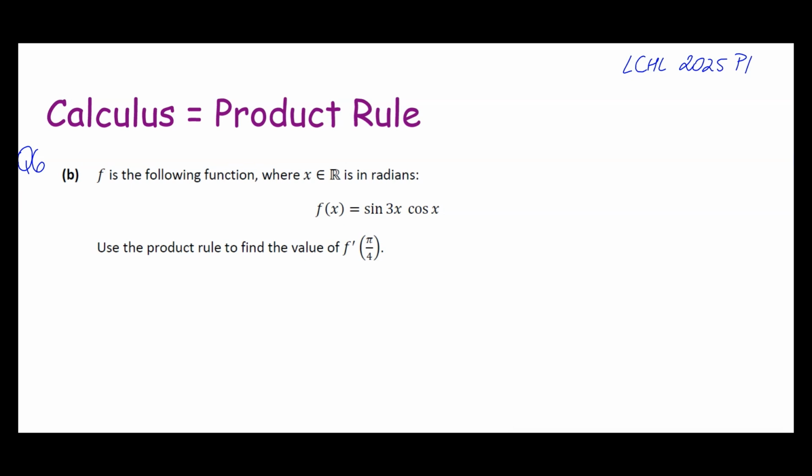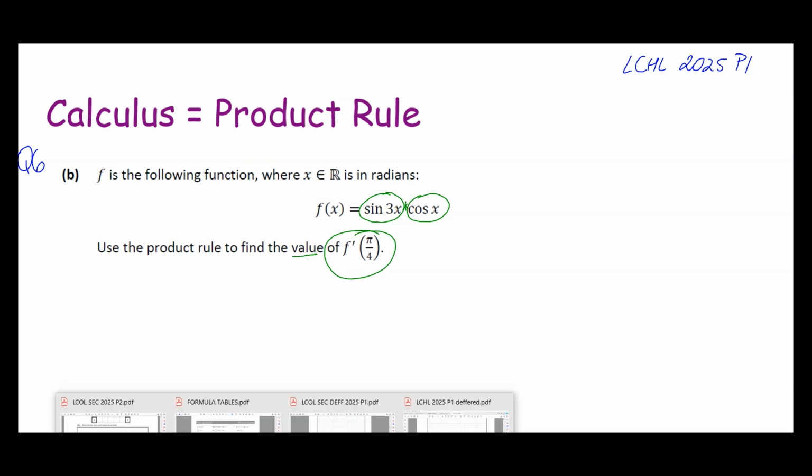Let's talk about the product rule in calculus. So here we have f as the following function, where x is in radians: sin 3x multiplied by cos x. Therefore, we have to use the product rule to find the value. Why the product rule? Because I have two functions, sin of 3x multiplied by cos of x. So that's the multiplication sign. And we have to find the value of it when x has a specific value.